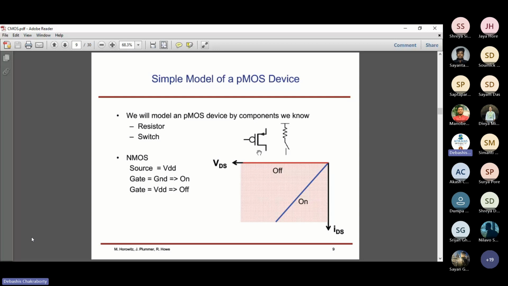So, you also note this symbol. Here the symbol is different. Here there is a bubble associated with the gate terminal, and there is an arrow which is inward. However, for NMOS, the arrow is outward. Here the source is connected to VDD, the power supply, and in the NMOS, the source is connected to ground. Is that clear, the difference between the two types of devices? Apart from this, the detailed physics is not needed, only the basic application part. So have you noted down? Yes, sir. Fine.